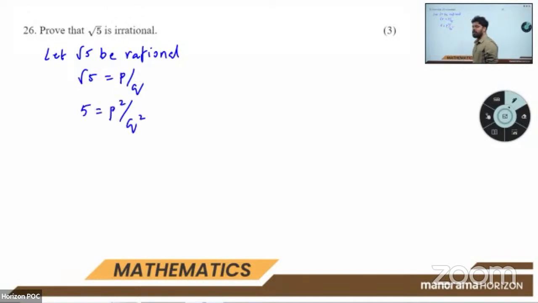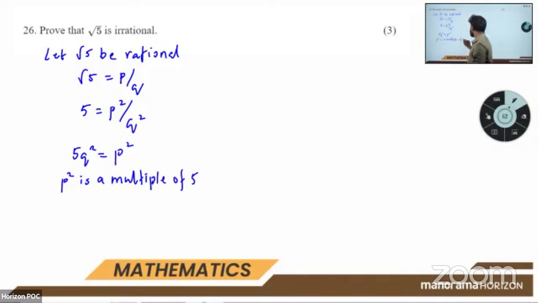This is a common question that comes every time for the board exam. So 5 is equal to P square by Q square, and Q square goes to the left side: 5Q square is equal to P square. If 5Q square is equal to P square, can you say P square is a multiple of 5? Yes. So if P square is a multiple of 5, you can say P is also a multiple of 5.